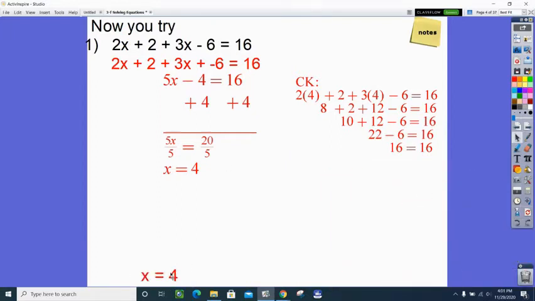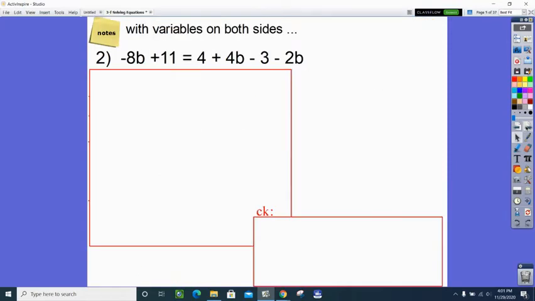Okay, so this one is going to kick it up a notch, where we're going to have not only like terms, but also a variable on both sides. So what I would like you to do right now is to look at the left and look at the right and see if you can combine like terms to start. Just that first step.